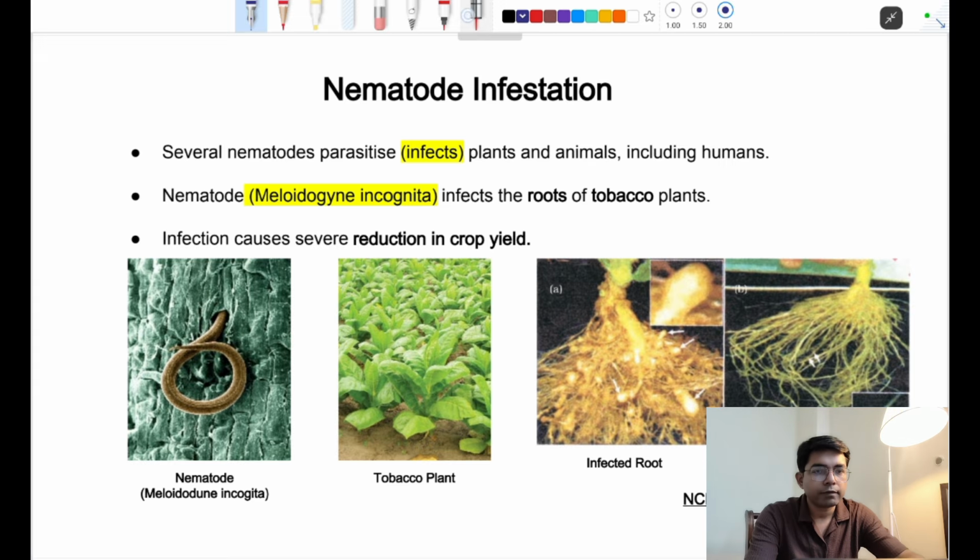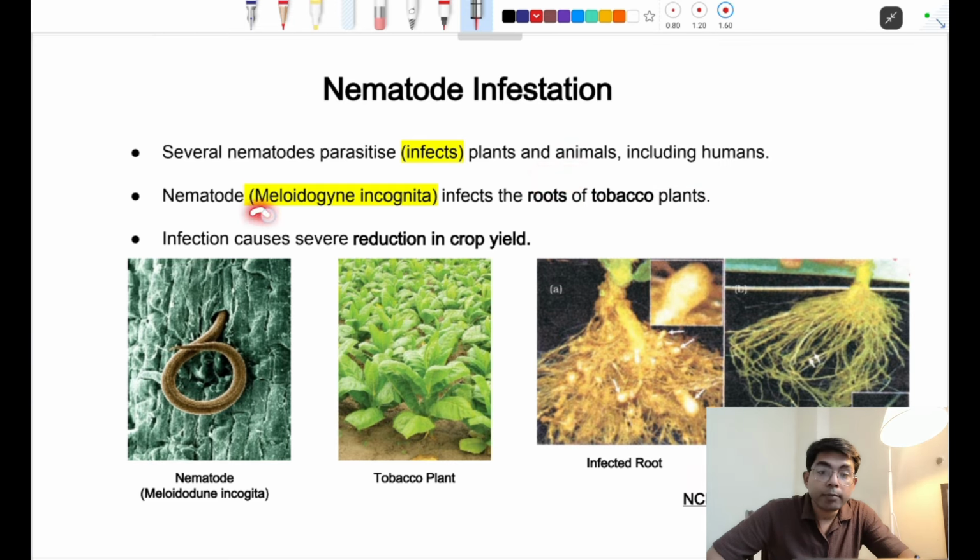As you can see here, there is a nematode which is infecting. First, which organisms does nematode infect? As it says in NCERT, nematode infects plants, animals and humans. Keep it in mind. But here, what is the problem? This nematode is infecting which plant? It is infecting the tobacco plant. Which part of the tobacco plant? The root of the tobacco plant.